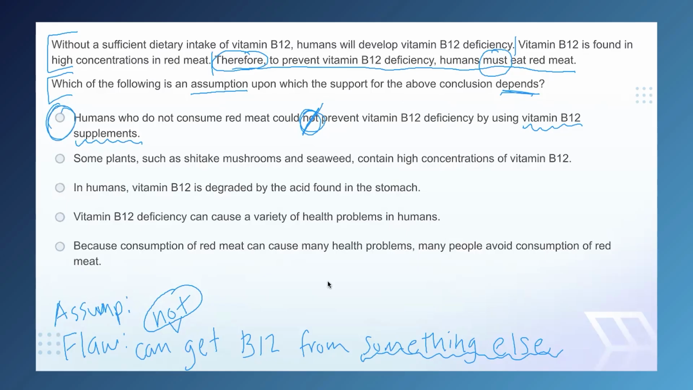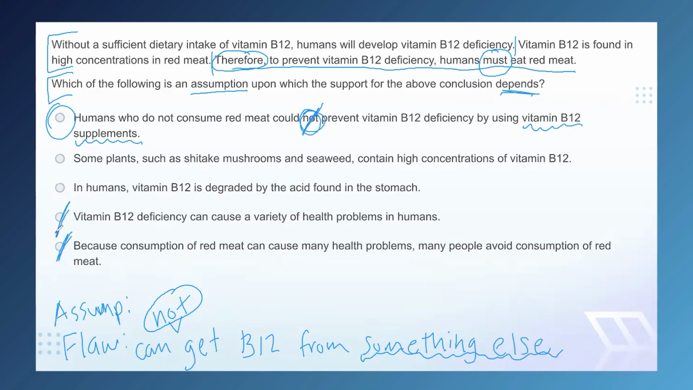Okay, now let's say you're still not feeling confident because that was the first answer, right? That feels a little bit weird. Okay, let's look at the other ones. Fine, let's start at the bottom and work our way up. Because consumption of red meat can cause many health problems, many people avoid consumption of red meat. This does not have something else in it. It does not match our prediction. Not our answer. Vitamin B12 deficiency can cause a variety of health problems in humans. This does not have another potential source of vitamin B12. No, something else does not match our prediction.